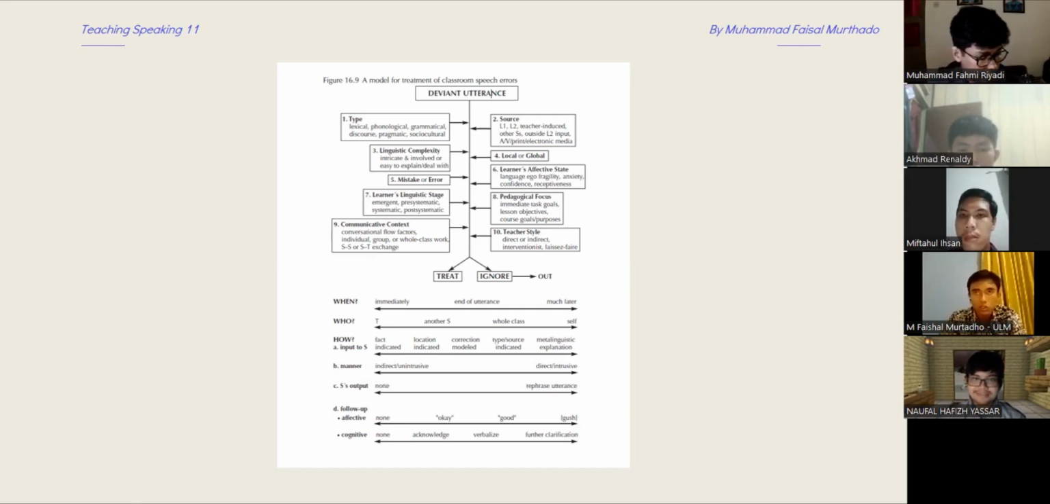If we should treat the error, then we should refer to the two previous slides, where we should use recast and noticing, and other treatment. Below, it's the position of the error, where they happen, and who, how. Okay, skip. Next slide.